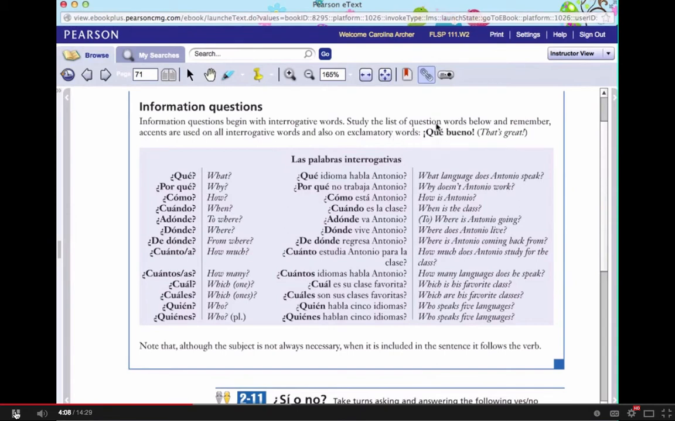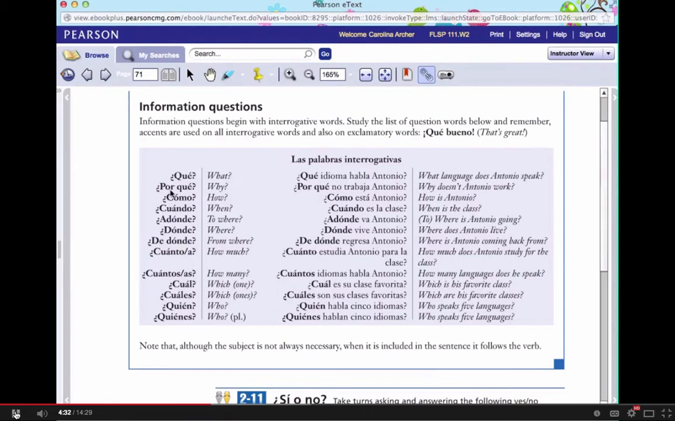Qué as in qué bueno, that's an exclamation, or qué, it's a question. They have accents. So qué means what? ¿Qué idioma habla Antonio? What language does Antonio speak? So we can answer Antonio habla español. Or Antonio habla español e inglés.